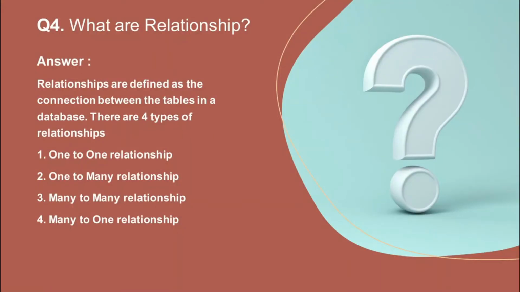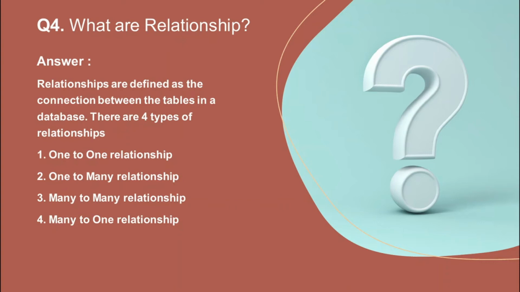What is basically a relationship? Relationships are defined as the connection between tables in a database. If there are two tables, there might be a connection between them. Like in my earlier videos, I have taken the employee and department tables. The employee table is connected with the department table by using a department ID. This is basically known as a relationship. And what are the types of relationship? One to one, one to many, many to many, many to one.